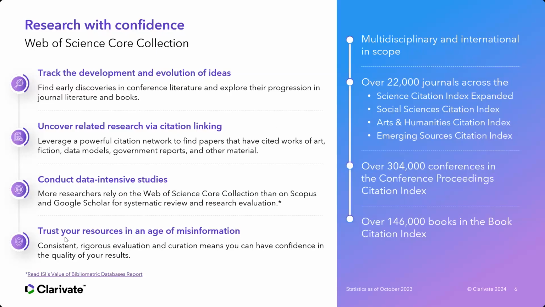Okay, in case anyone is keen to refresh your memory on what journal indexes we have in the Web of Science Core Collection, we have the Science Citation Index Expanded, which is SCIE. Then we have the Social Sciences Citation Index, which is SSCI. And then we have the Arts and Humanities Citation Index, which is AHCI. And finally, the Emerging Sources Citation Index, ESCI.